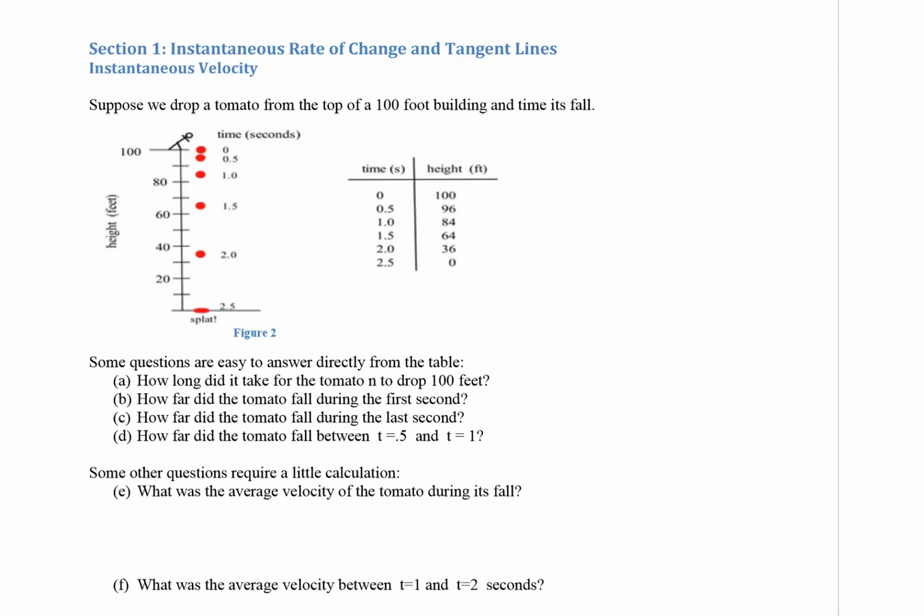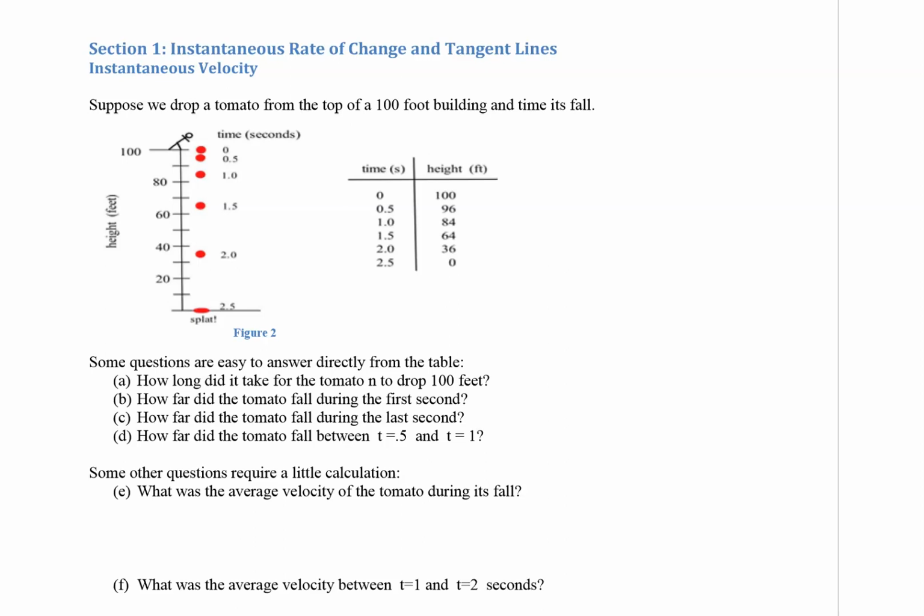So let's start with an example and say, suppose we drop a tomato from the top of a 100-foot building and time its fall. You can see we've got a little man here, standing at the top of a 100-foot building, dropping that tomato, and then splat. After 0 seconds, it's just leaving our hand. At 0.5 seconds, a little bit further, and you can see it takes about 2.5 seconds to get there. So we've got a picture, but also a graph from it, and then our table.